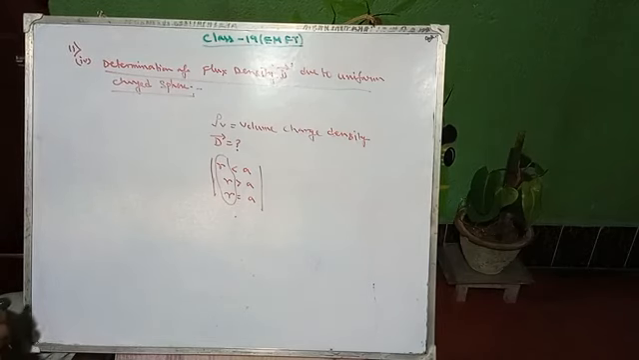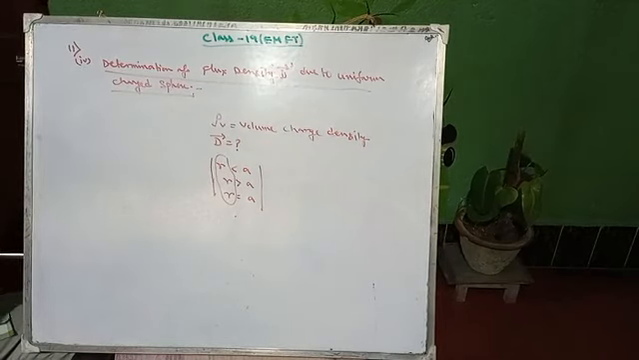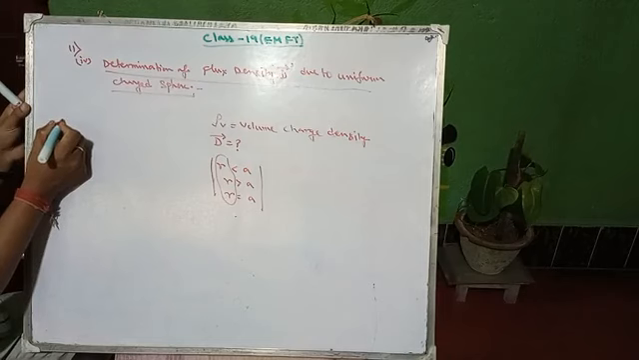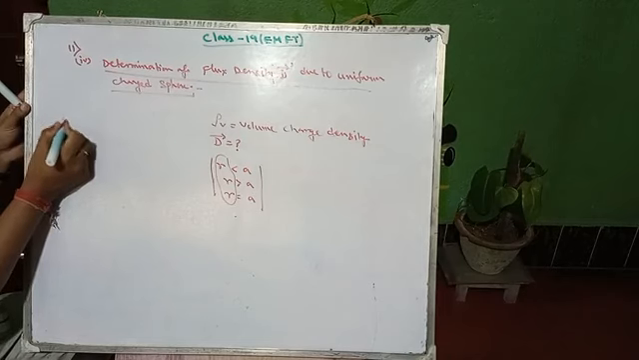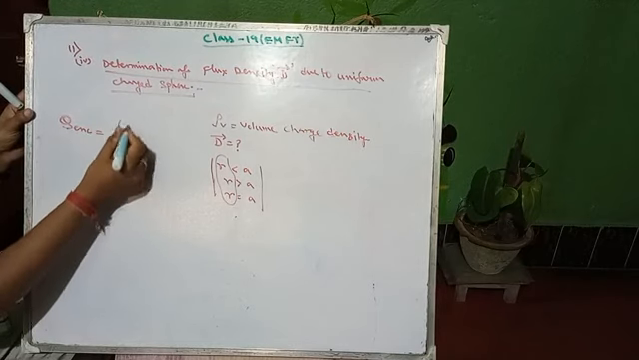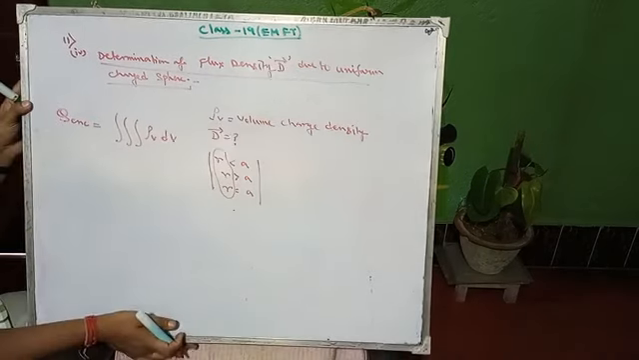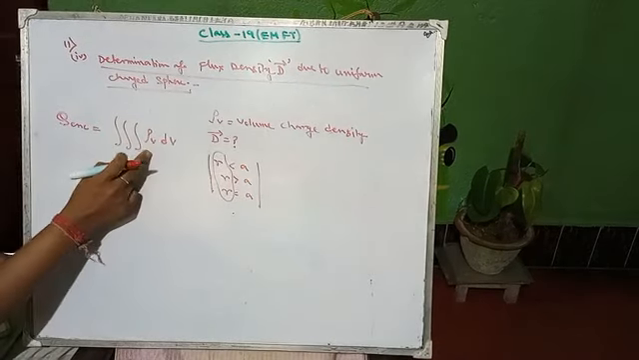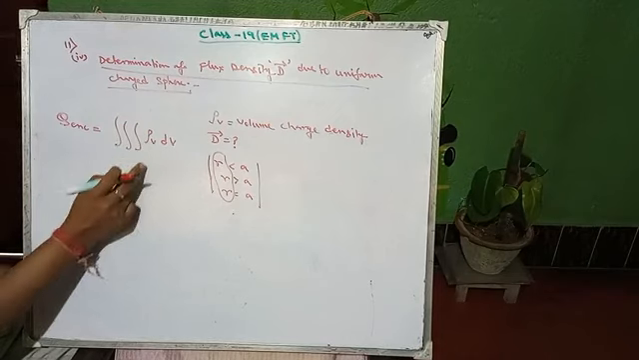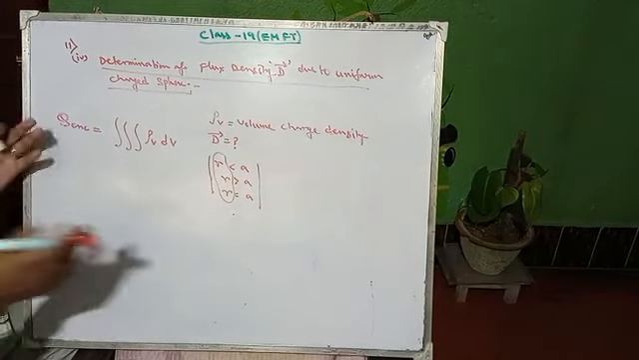Okay, so now write the total charge enclosed by the system. Q enclosed equals what? Write Q equals the triple integration of rho v dv, right? Because we are taking rho v as a volume charge density, and if we integrate it three times, you get the total charge enclosed by a surface or a sphere.